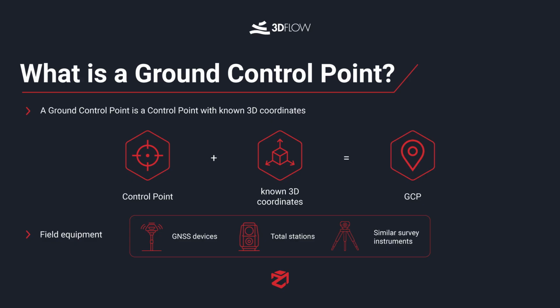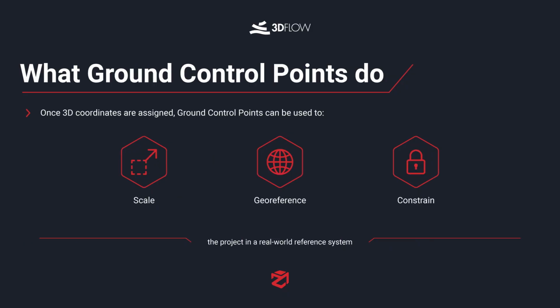A ground control point is a control point with known 3D coordinates, typically measured on-site using GNSS receivers, total stations, or similar survey instruments. Once those coordinates are assigned by the user, ground control points can be used to scale, georeference, and constrain the project to a real-world reference system.